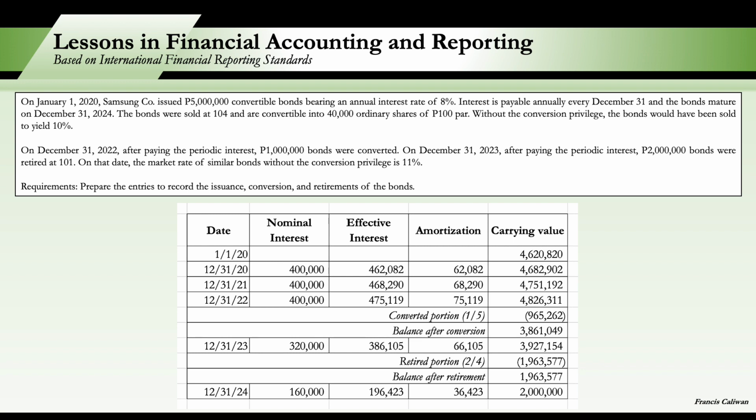So on December 31, 2022, 1 million out of 5 million bonds were converted. So the carrying value of the converted bonds is 965,262. And then on December 31, 2023, 2 million out of the remaining 4 million were retired. So the carrying value of the 2 million bonds is 1,963,577.